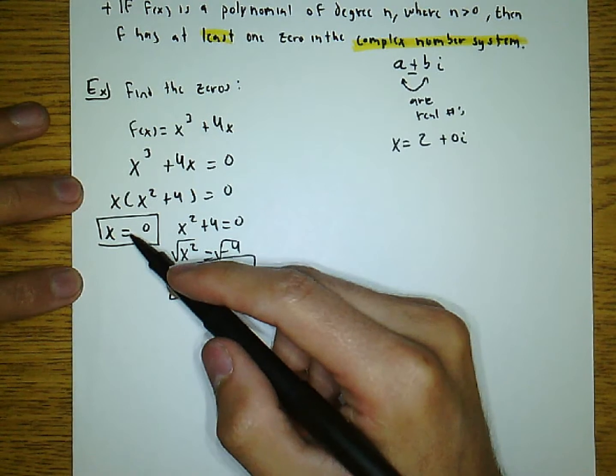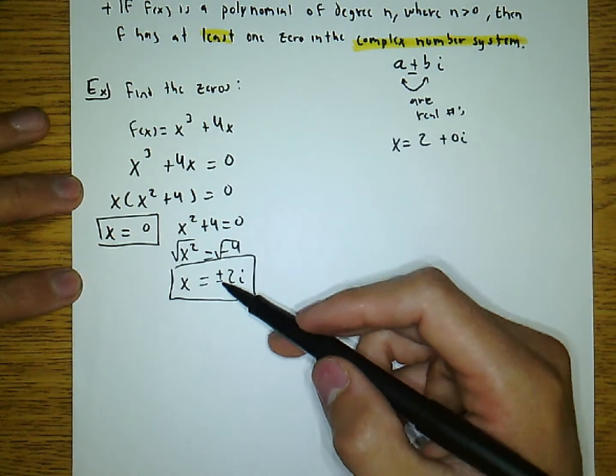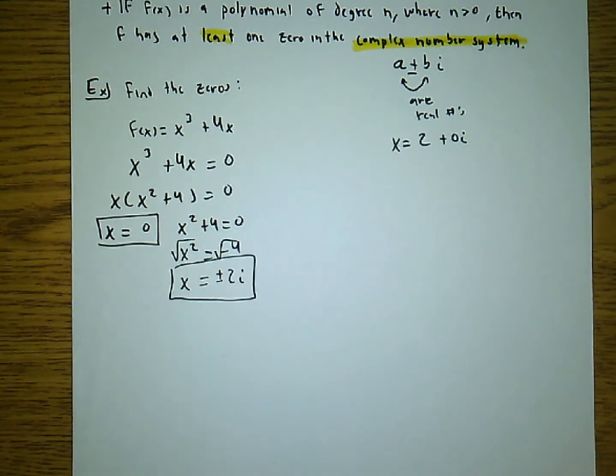One of them happens to be completely real. The other one happens to be completely imaginary. But they are part of the complex number system. And that's really all that the fundamental theorem of algebra says, that every polynomial has to have at least 1 zero, and it has to be in the complex number system. Okay?